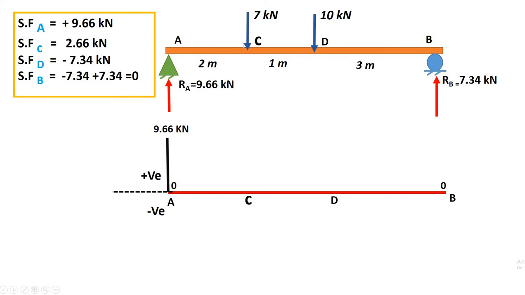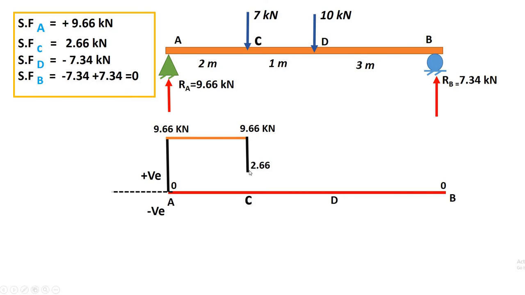Now see, in between the AC part, do you have any load? If you don't have any load, you have to show the same with a horizontal line, because the shear remains constant up to C point, right? So it is 9.66 kilonewton constant up to C point. Again, we have 7 kilonewton over here, right? So shear at C is again decreasing, and the value is 2.66. So from 9.66 our value is decreasing to 2.66 kilonewton. Again at the point load we will have a vertical line, right?